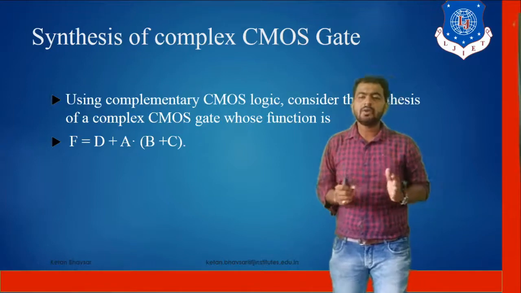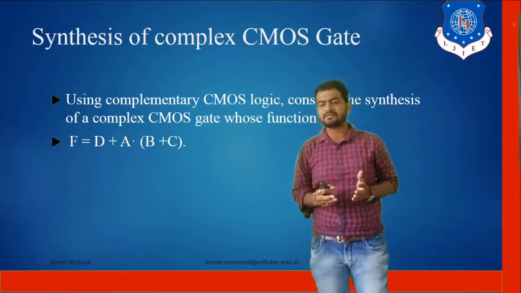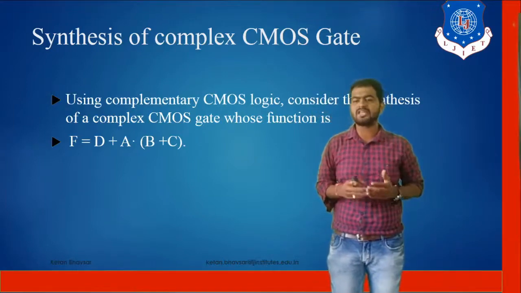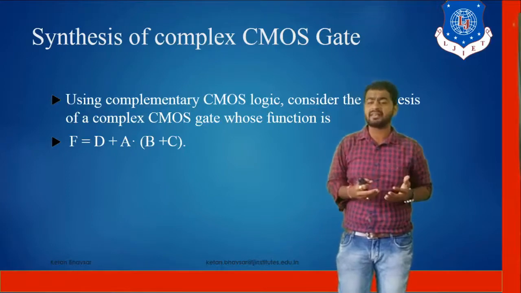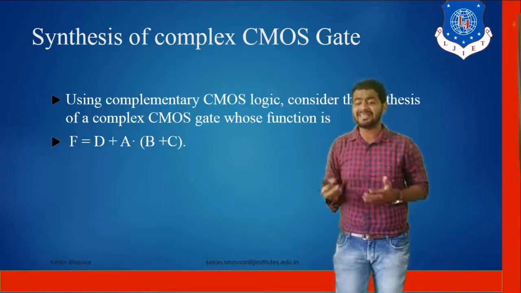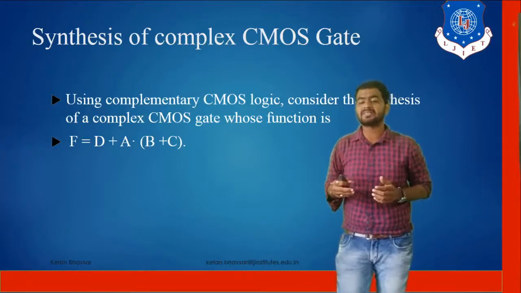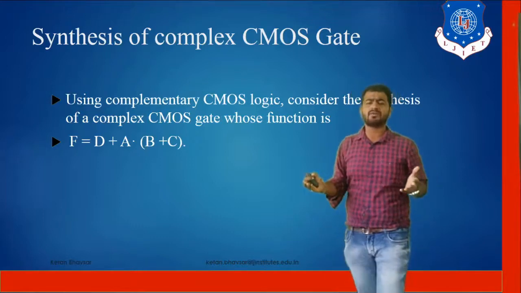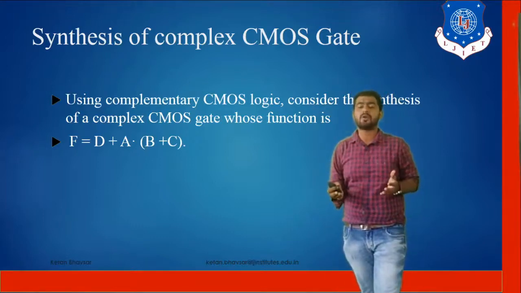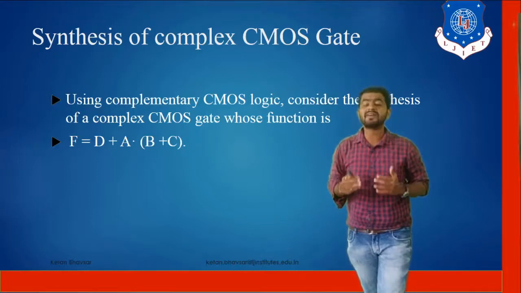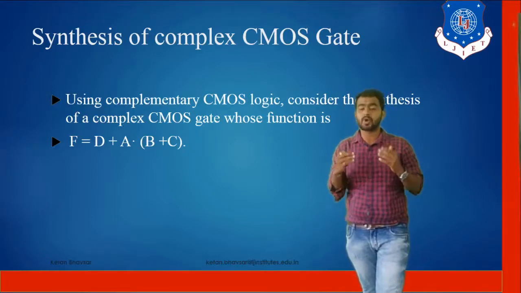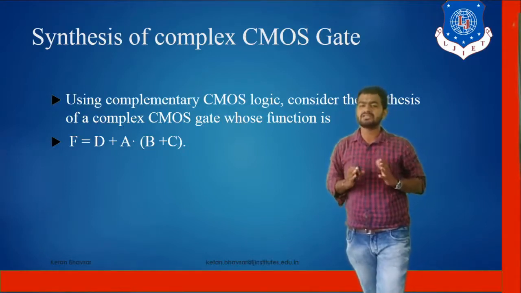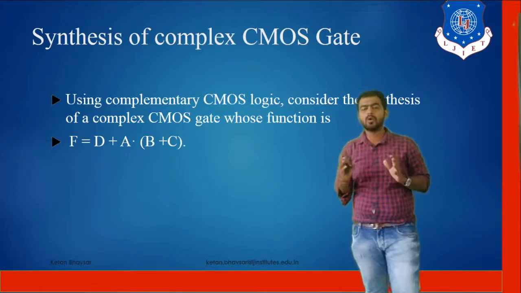Now suppose you have any type of complex Boolean equation, like A.B plus B.C, or A plus B.C plus C.D, or A dot B plus C plus D. These are the kinds of complex logic you can have. Then how can you implement this type of complex Boolean function using CMOS configuration? So now let's go and discuss.